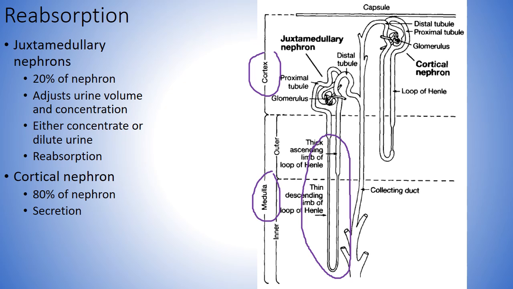The cortical nephron, which is about 80% here, does not extend into the medulla as far as the juxtamedullary nephron. Cortical nephrons are more for excretory purposes, not for reabsorption. If we were to take an animal that lives in the desert, that animal will probably have about 80 to 100% juxtamedullary nephrons because it depends on the reabsorption of water.